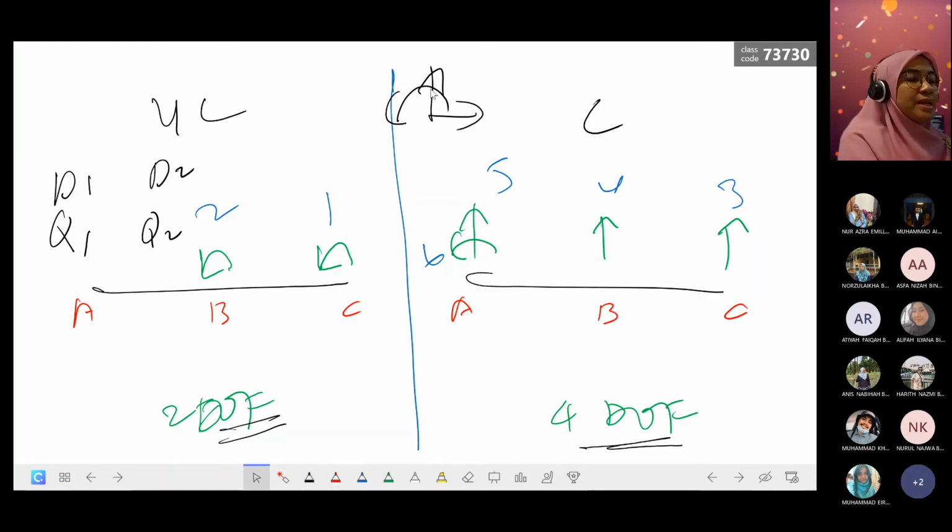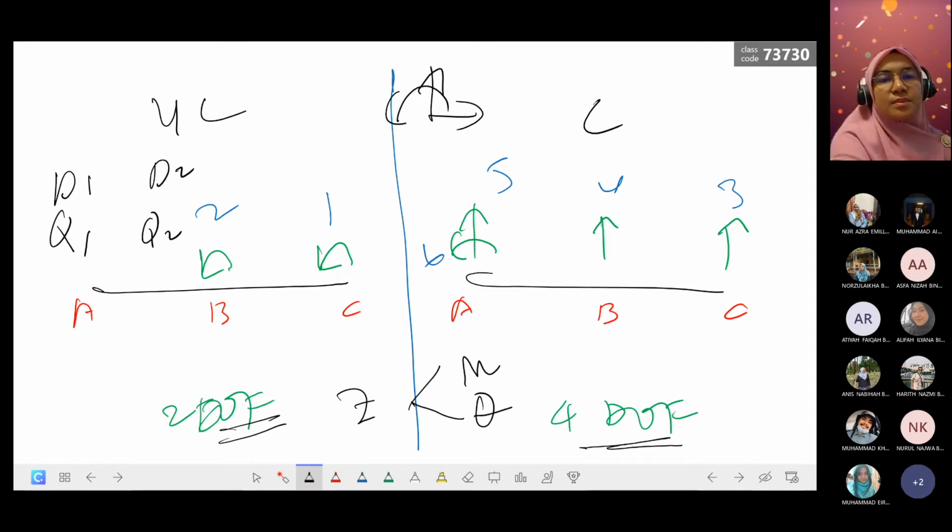Z ni represent apa? Z ni moment. Z juga represent rotation. So displacement D1, D2 tu bila dia Z, sekarang Z lah kan? Sekarang Z dia dah jadi rotation.